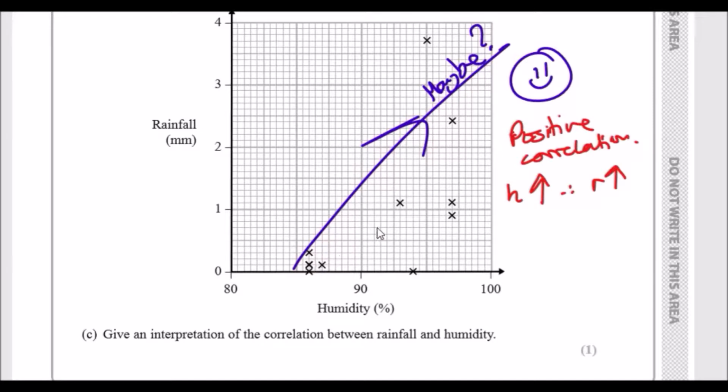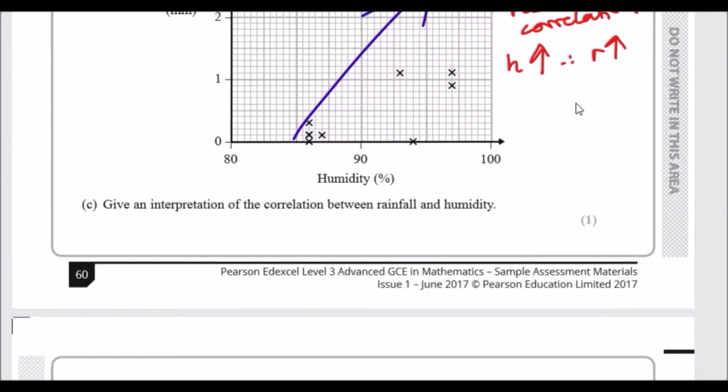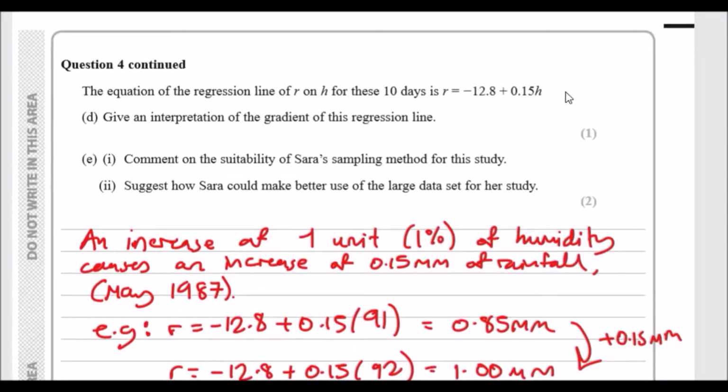Looking at this one, it's hard to visualize, but this is sort of like a positive correlation, maybe. And what does this tell us? Well, we have to give an interpretation of the correlation between rainfall and humidity. As I just said, as humidity increases, rainfall increases. So as H goes up, rain goes up. In your answers, it's best to say that from this diagram there is a positive correlation between humidity and rainfall, and in turn this implies that as humidity increases, rainfall is expected to increase. It's kind of weird, isn't it? But that's how it works. Now, next one, number 4.